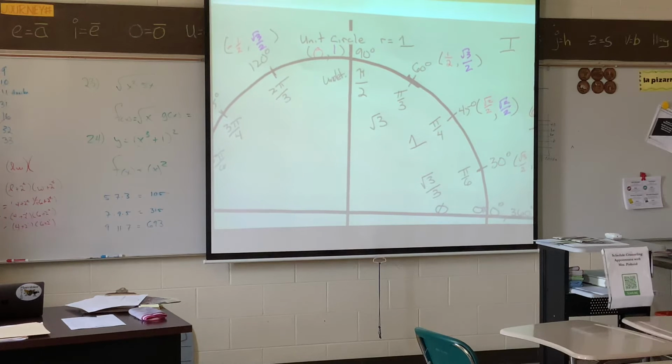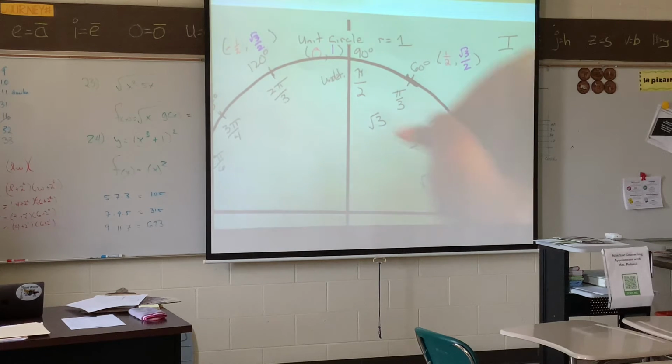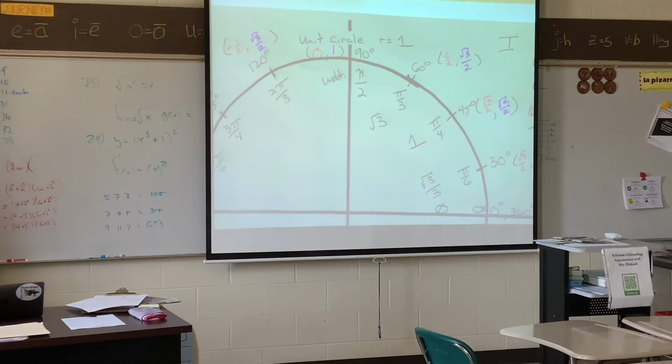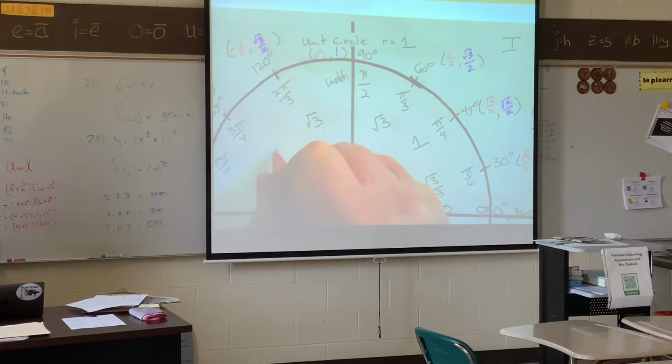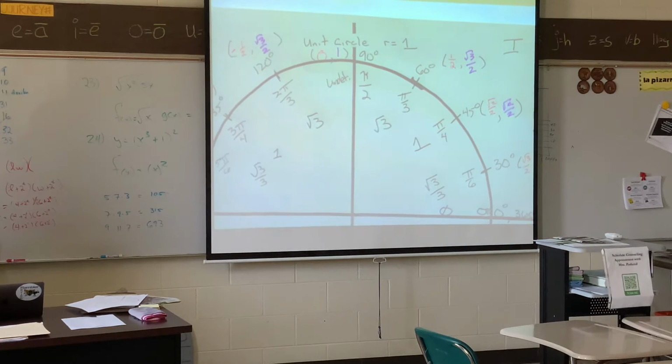Okay, so it goes 0, square root of 3 over 3, 1, square root of 3, undefined. Now I'm going to work my pattern backwards. Square root of 3, 1, square root of 3 over 3, 0.